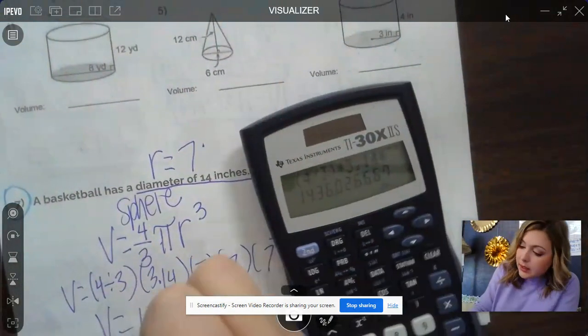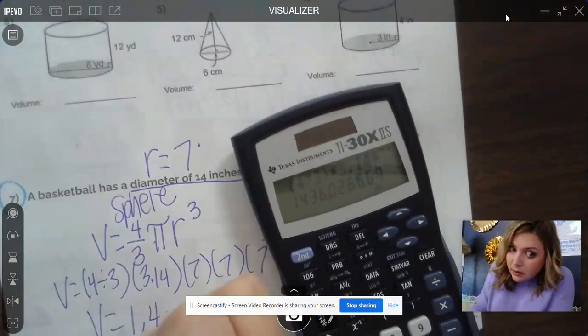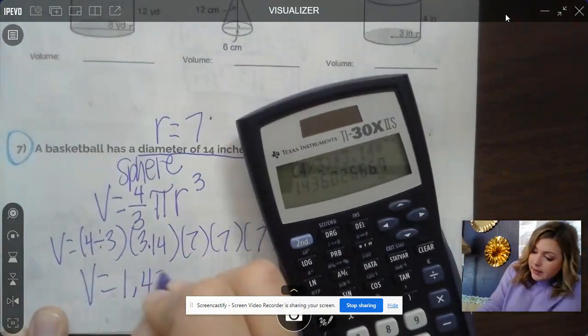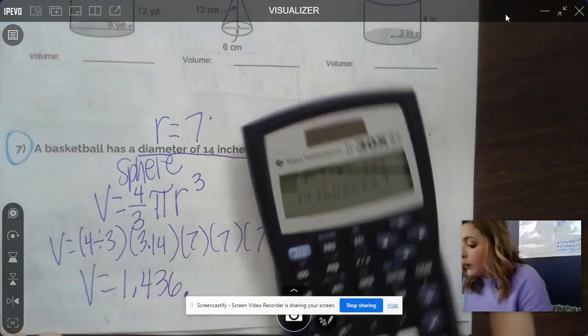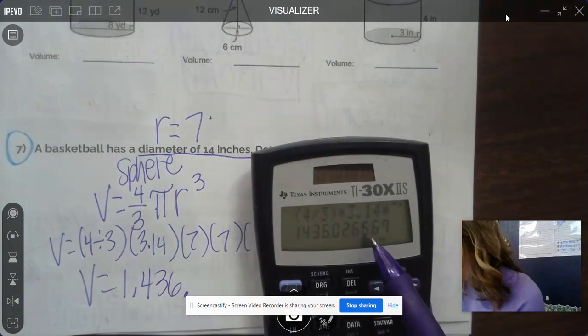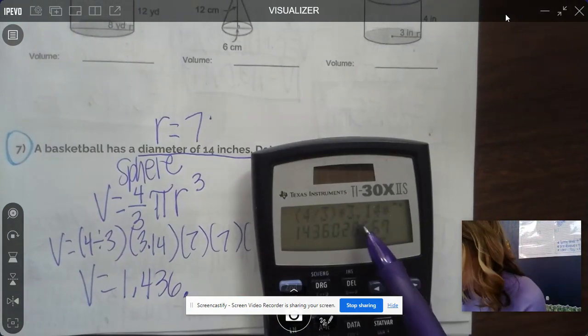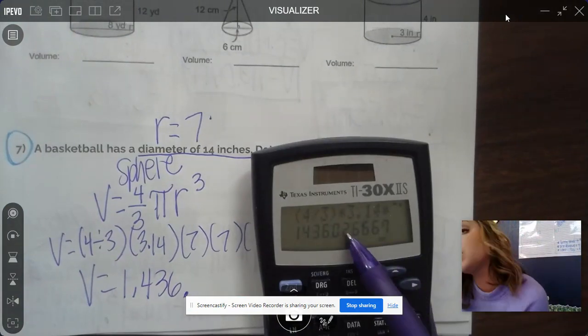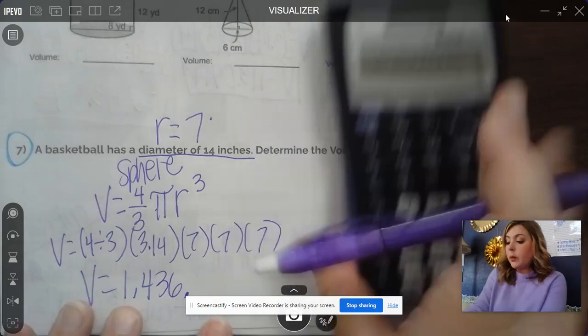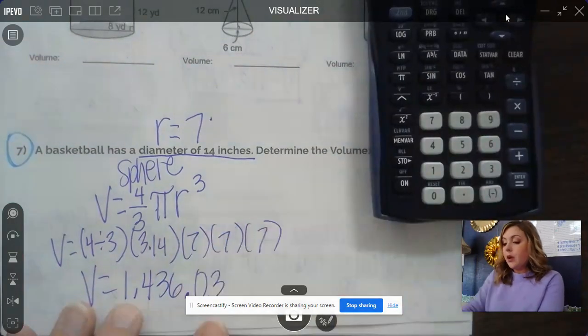So we're going to write 1,436. We talked about how we round to the hundredths place. So we're going to look at the thousandths place and see if it rounds up. Will that 6 make this 2 round up? Yes. So this would be 0.03.